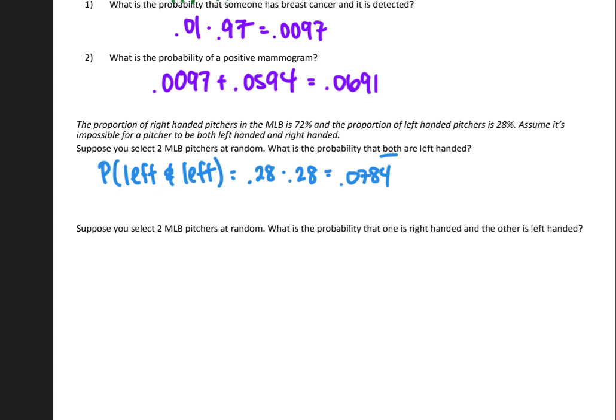So what I should have done in the first situation is probably draw a tree diagram showing all the different outcomes of how you can pick two pitchers from the MLB. For the first pitcher, we know the first pitcher can either be right-handed or left-handed. And then the second pitcher that we select can be right-handed or left-handed. Right, and then filling in these probabilities, we know the probability of being right-handed is 0.72, and the probability of being left-handed is 0.28.